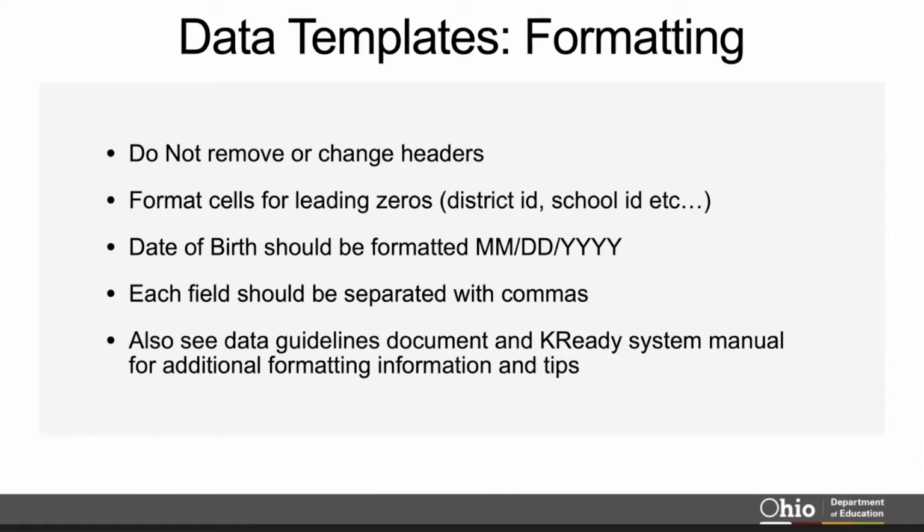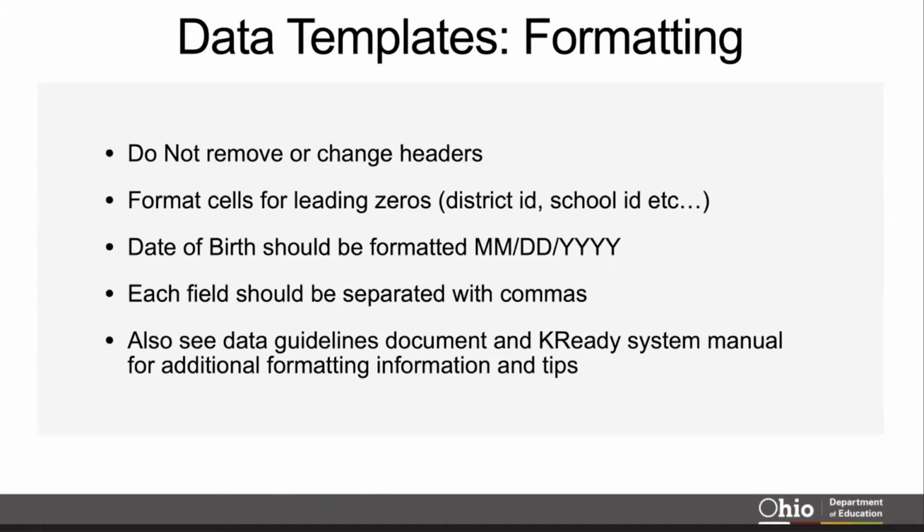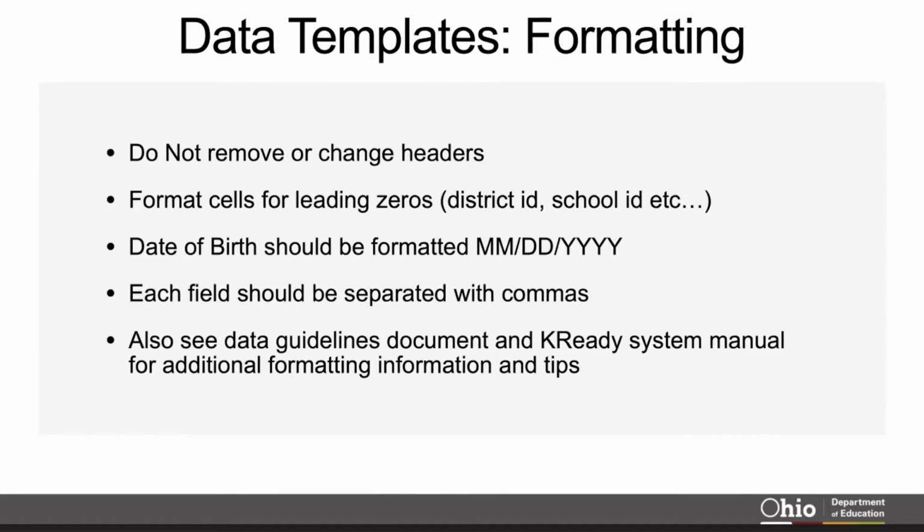You'll need to format the cells with a leading 0, specifically for the columns that involve the district ID and the school ID. For the date of birth, it's important that it's formatted with 2 digits for the month, 2 digits for the day, and 4 digits for the year. So again, it's important that it's formatted correctly in order for that file to be read. If you need further details about how to format, you can go to the data guidelines for more information.